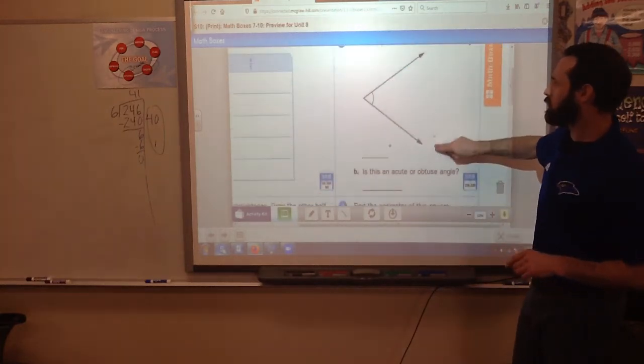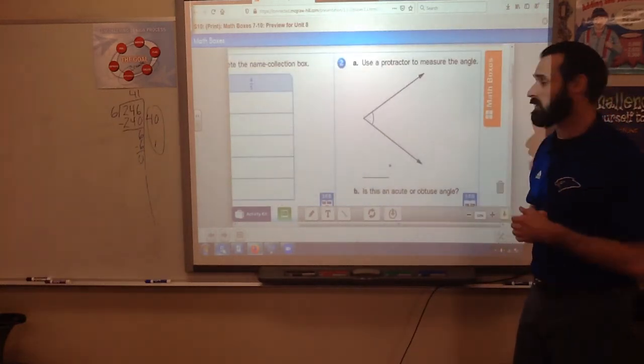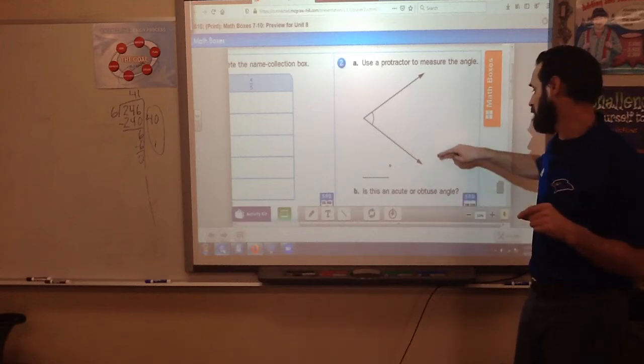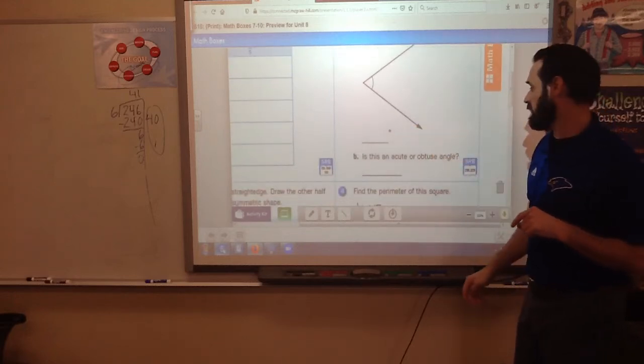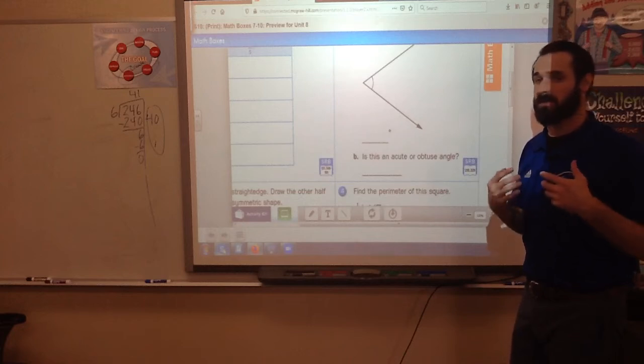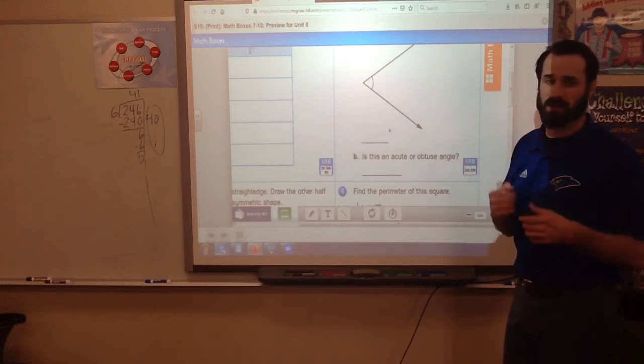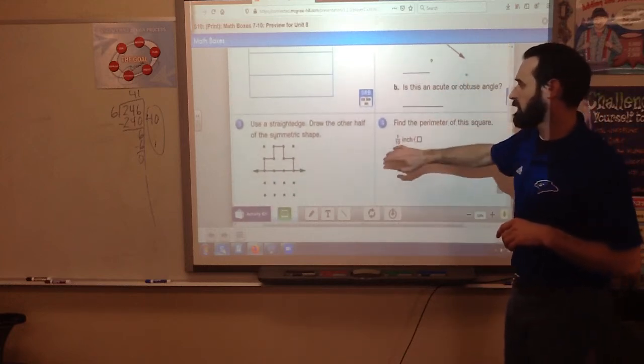Alright, so this one, you're probably not going to be able to measure it unless you have a protractor at home. If you do, that's awesome. But you are going to be able to tell me if this is acute or obtuse. Remember, if it's smaller than a right angle, it's acute. If it's bigger than a right angle, it's obtuse.